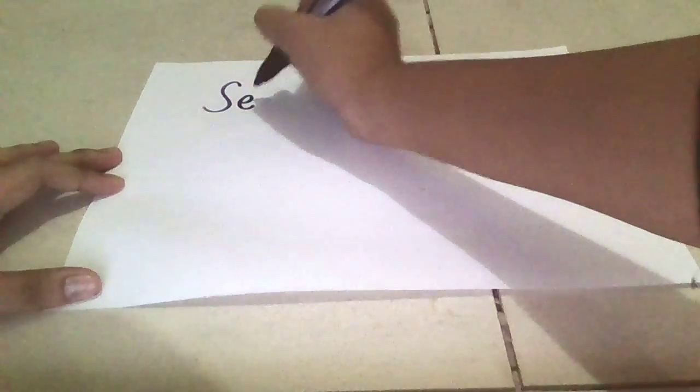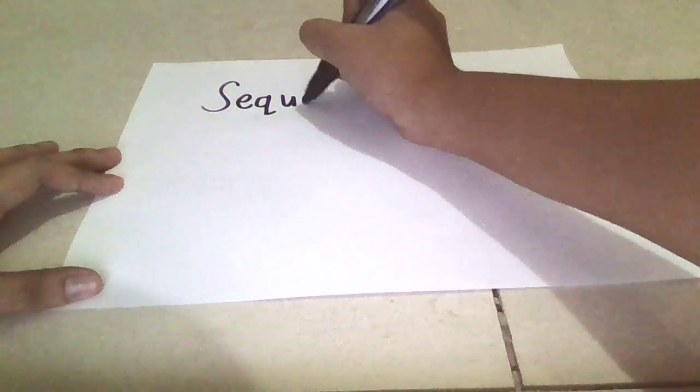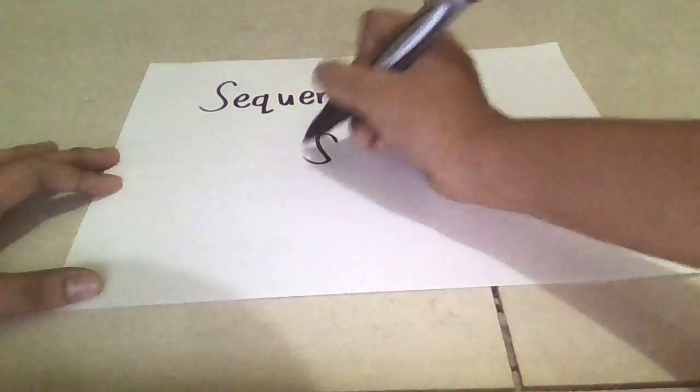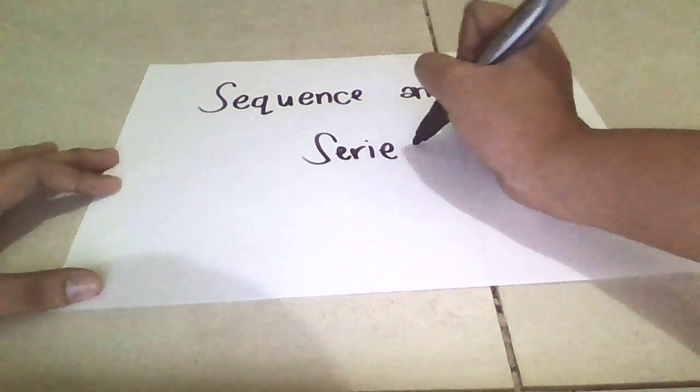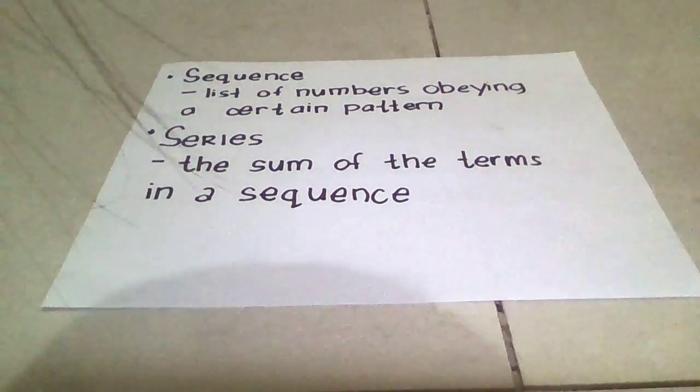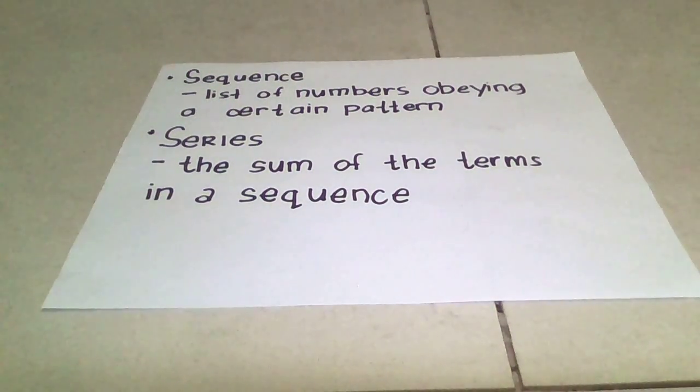Okay, in this video I want to talk about sequence, especially the arithmetic and geometric sequence. First of all, let's define sequence and series. A sequence is a list of numbers obeying a certain pattern, while a series is the sum of the terms in a sequence.